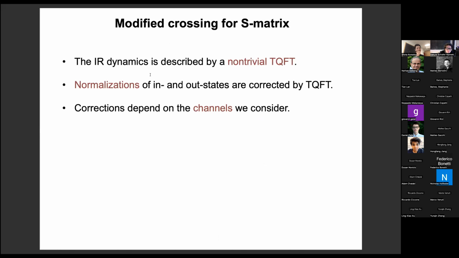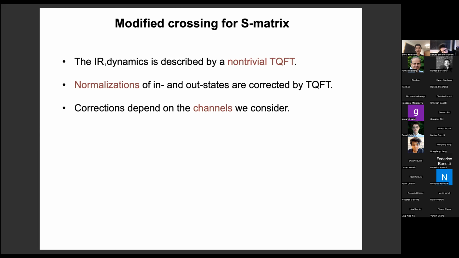Now, let's talk about the modified crossing for the S matrix. Before we get to the derivation, let me just summarize the key steps, or the key physical inputs. I'm going to show that the modified crossing can be derived using the following three properties.